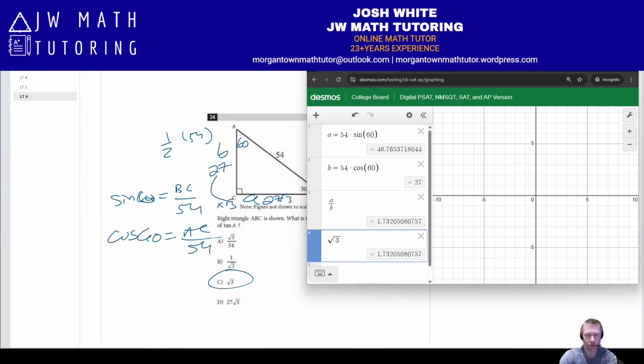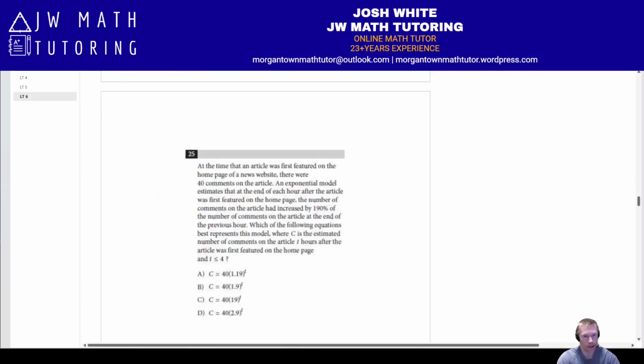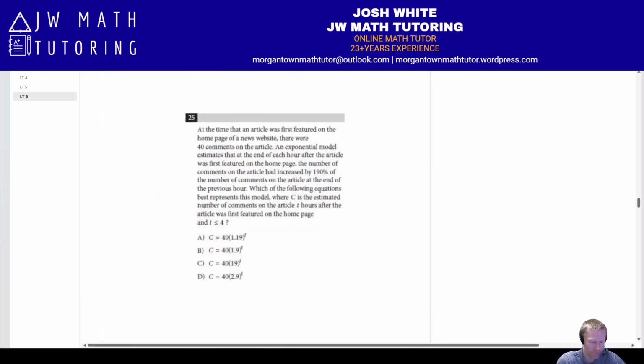So this is a longer way to do it, obviously, but this is how you could do it if you do not remember the special right triangle formulas, but you do know how to do basic trig to find the lengths of these sides. Then notice that tan A will just equal the opposite side length divided by the adjacent side length. All right, next up, let's look at number 25.